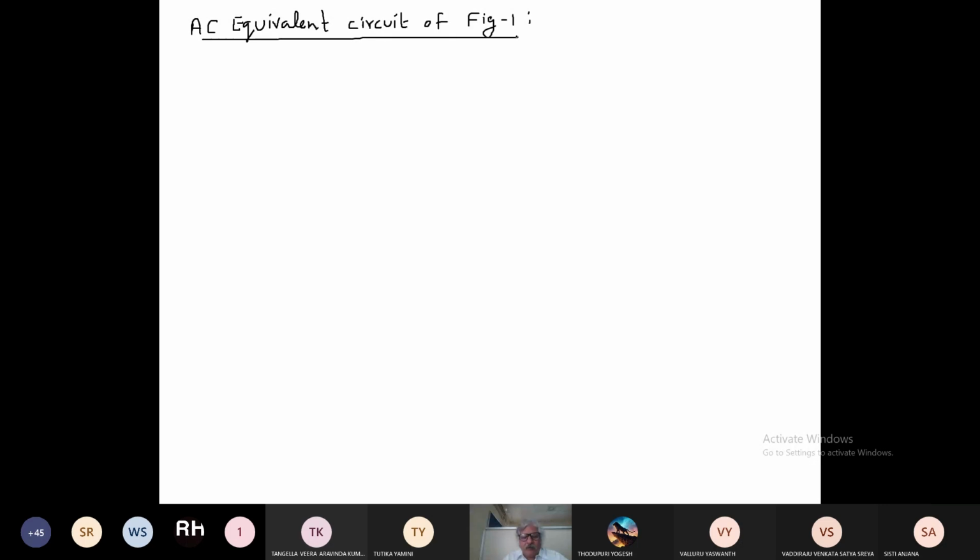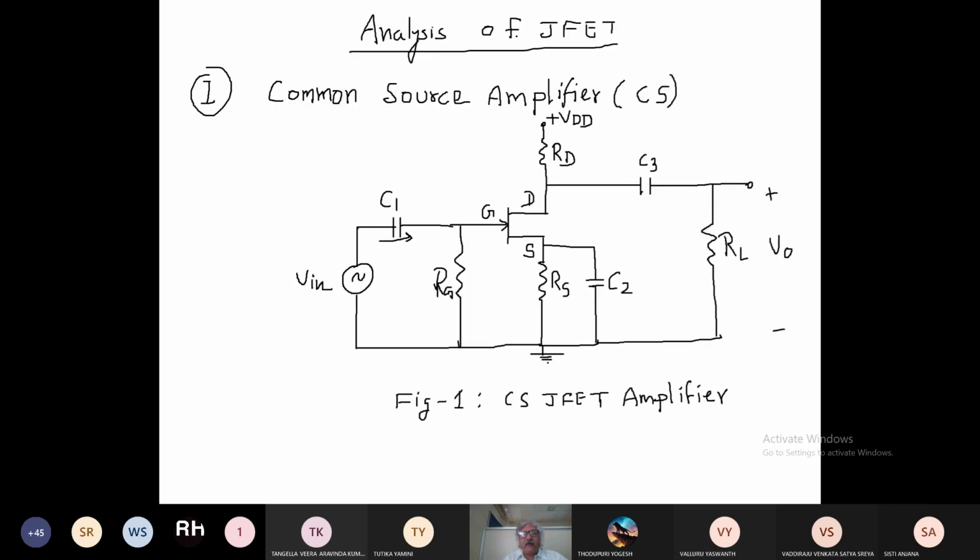So for drawing the AC equivalent circuit, what we have to do? Yes, somebody can respond. For drawing the AC equivalent circuit of this figure 1, what we have to do?